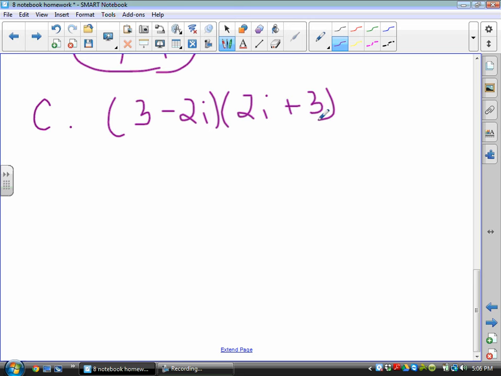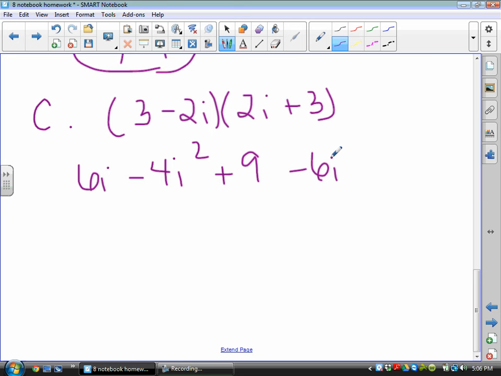So first terms times each other would be 6i. Well, I could do the insides, I guess. I'm not going in alphabetical order of FOIL, but whatever. Then I do the insides next for some reason. So minus 4i squared. Then the outsides would be positive 9. And the last terms would be negative 6i.